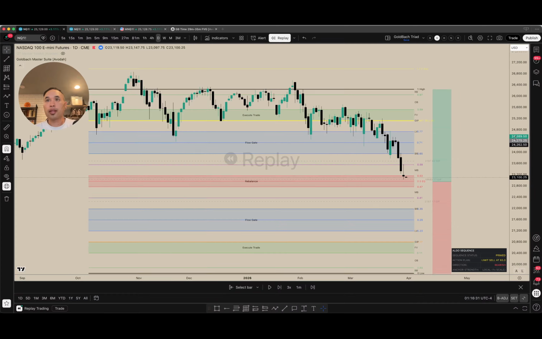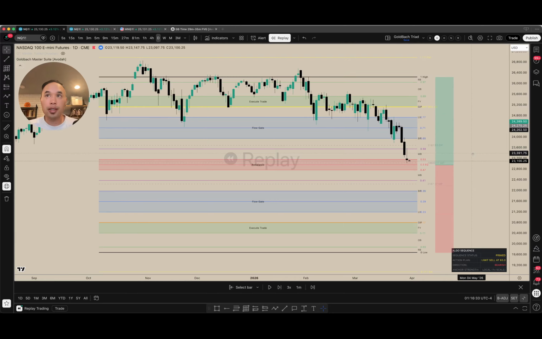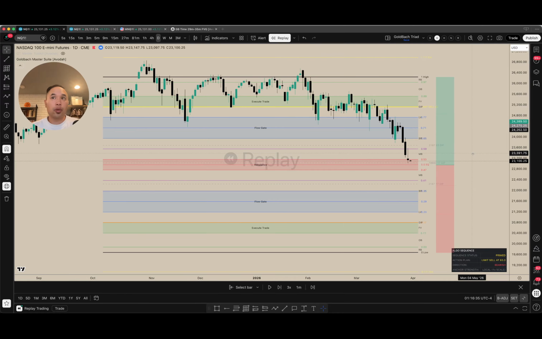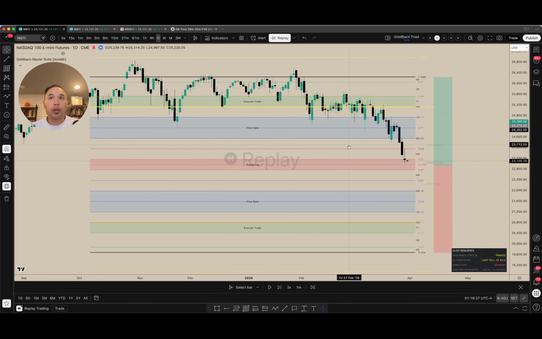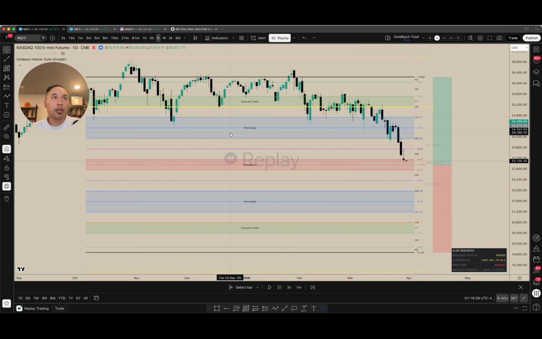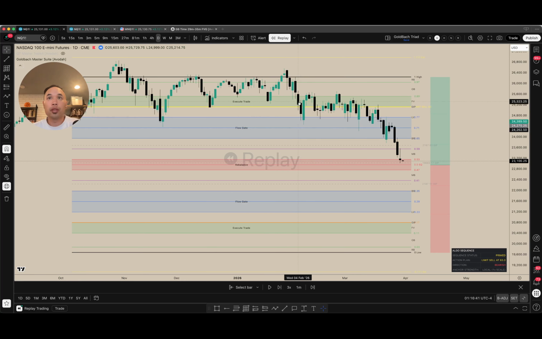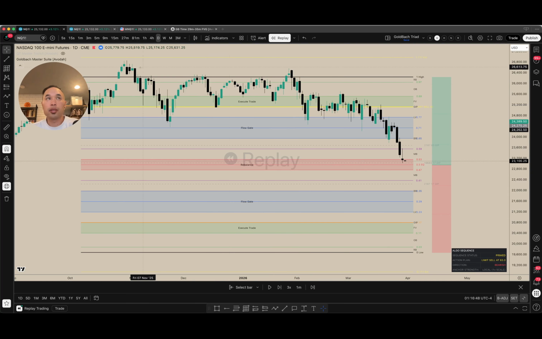So that's how Goldbach and ICT align, and the way quarterly theory works is that you wait for the particular quarter to actually see what you're doing. So even without turning on the quarters here, I can tell that this is like an accumulation quarter, and then distribution down here. So let's see if I turn this back on.